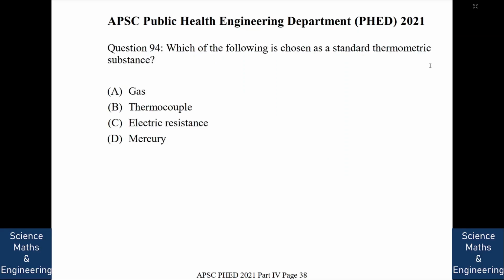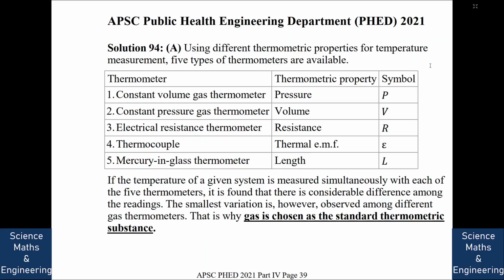Which of the following is chosen as a standard thermometric substance? So the answer is, we use different thermometric properties for temperature measurement. Five types of thermometers are available. Constant volume gas thermometer, where pressure is the thermometric property. Constant pressure gas thermometer, where volume is the thermometric property. Electric resistance thermometer, where resistance is the thermometric property. Thermocouple, where thermal electromotive force is the thermometric property, and mercury in glass thermometer, where length is the thermometric property.